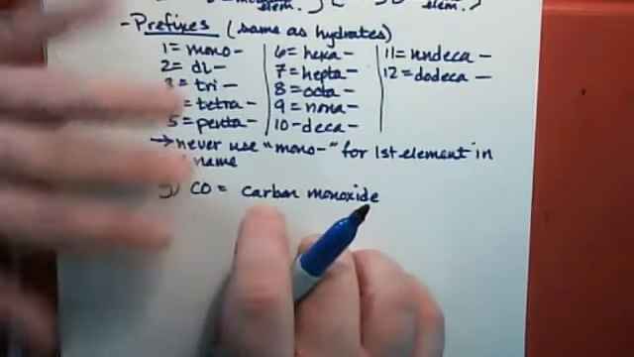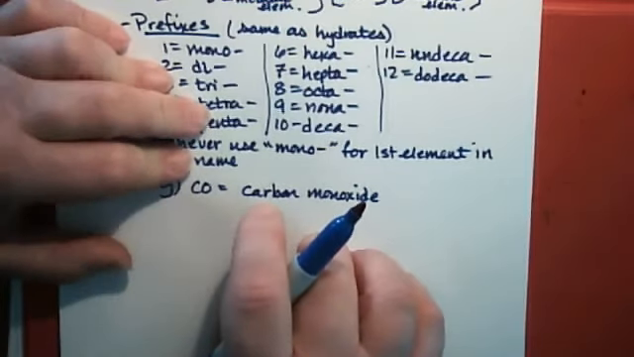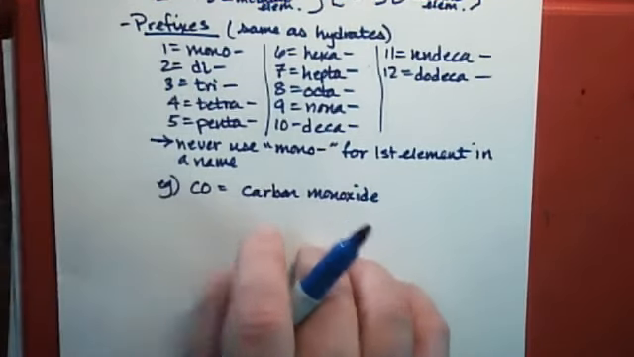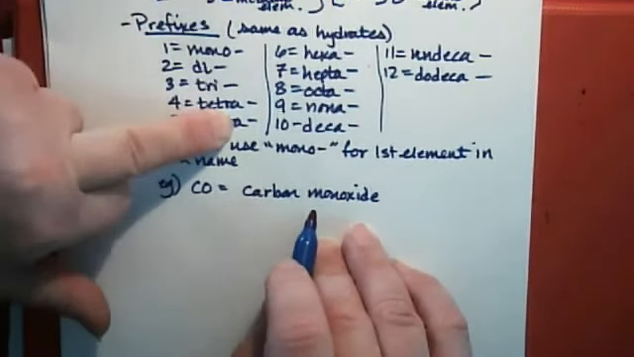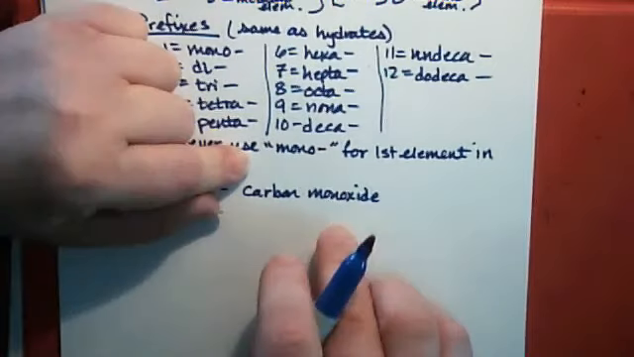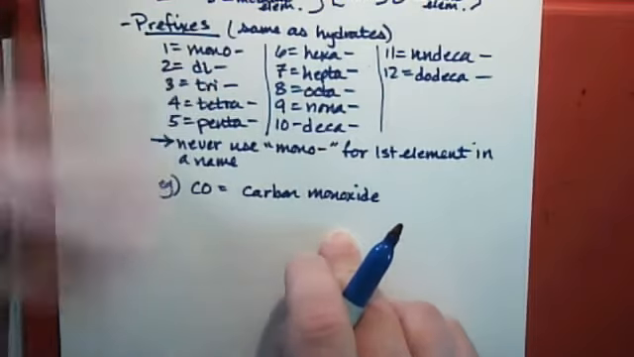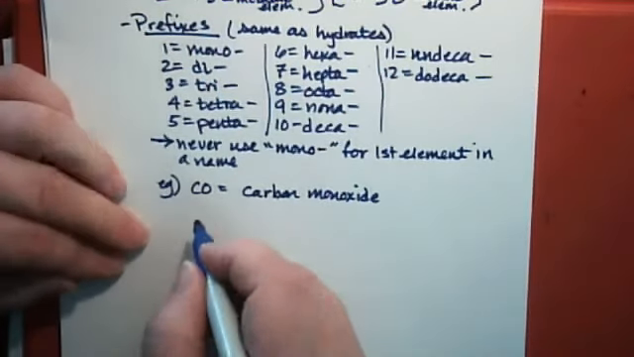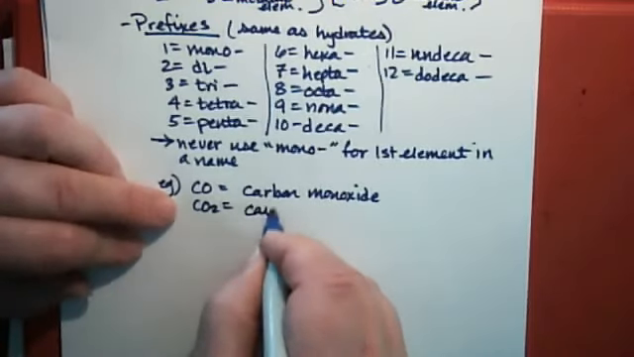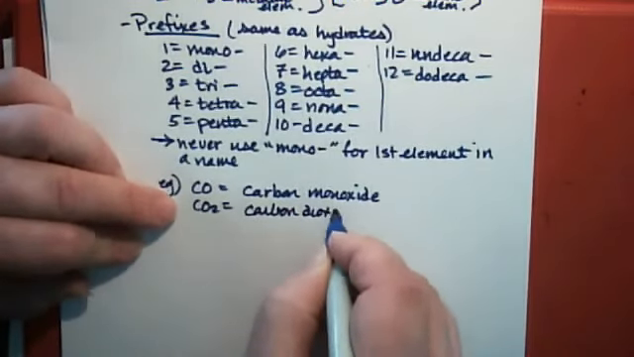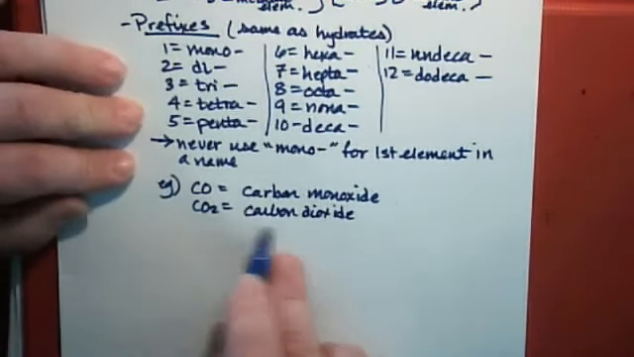Actually, I wouldn't count that as wrong, but I can't really speak for Sapling. I'm not sure if Sapling would count that as wrong or not. So it's best to be safe. If the name of the element starts with a vowel, drop the O or the A at the end of the prefix. But if it's an I at the end of the prefix, keep it. Okay. So we have CO2, carbon dioxide. It's not monocarbon dioxide, it's carbon dioxide.